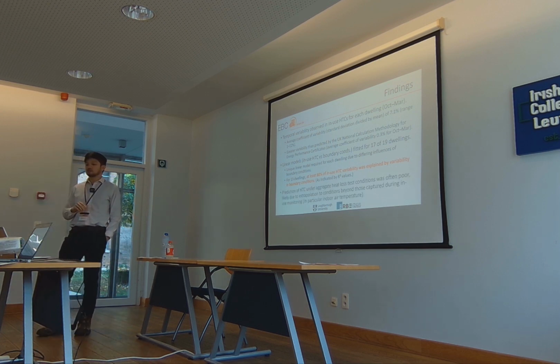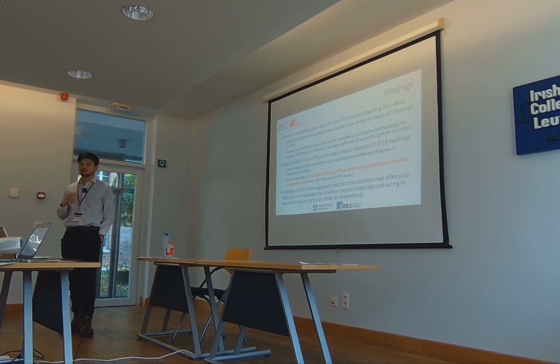When we tried to use those models to predict what the HTC should be under the aggregate heat loss test conditions, the comparison was often quite poor. We hypothesized that this was largely due to the fact that we were using those models and extrapolating to conditions that weren't captured during the in-use monitoring, because obviously the coheating test conditions are quite detached from what you actually see in in-use homes. In particular, the indoor air temperature doesn't get up to that level.